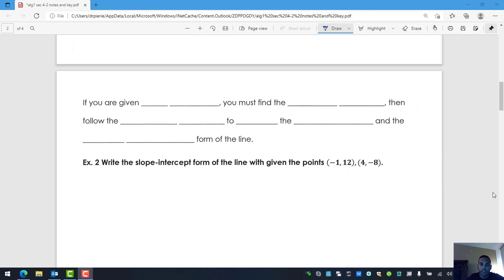Alright, so here's a different example that's even a little bit tougher. Let's say if you are given 2 points, here's what you must do. You must find the slope first.